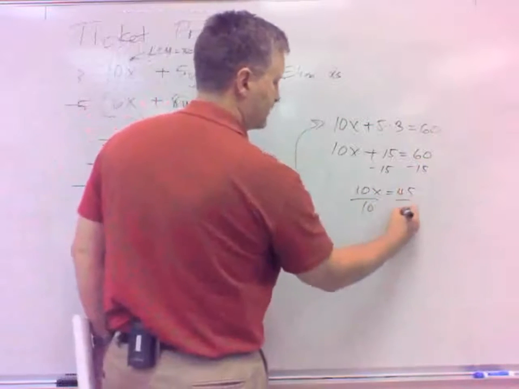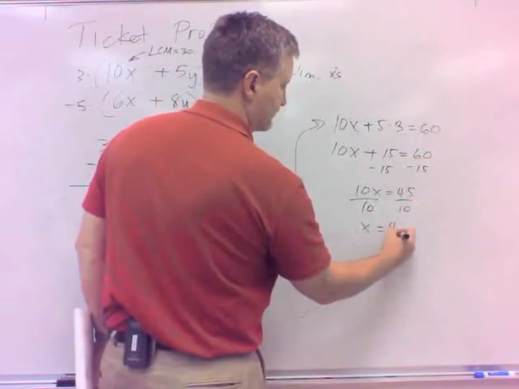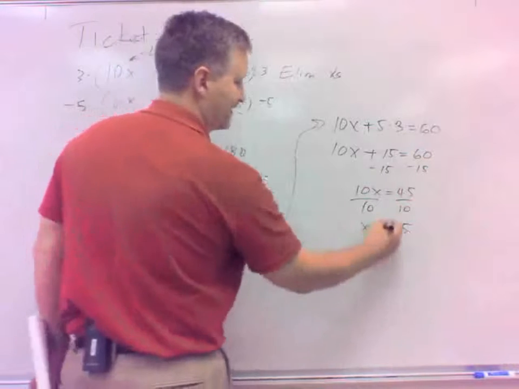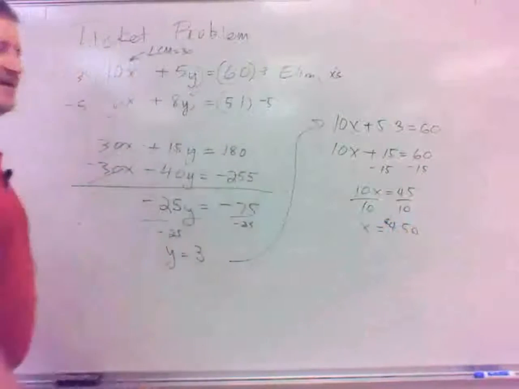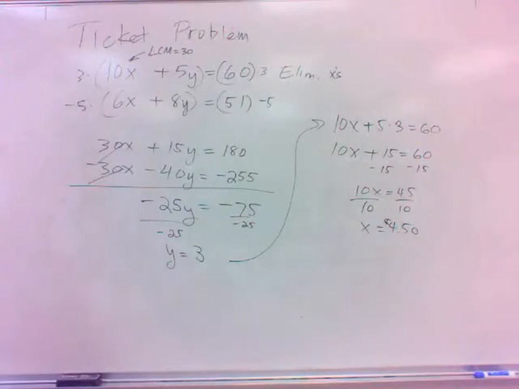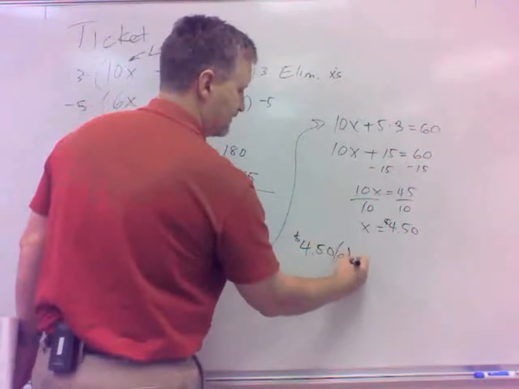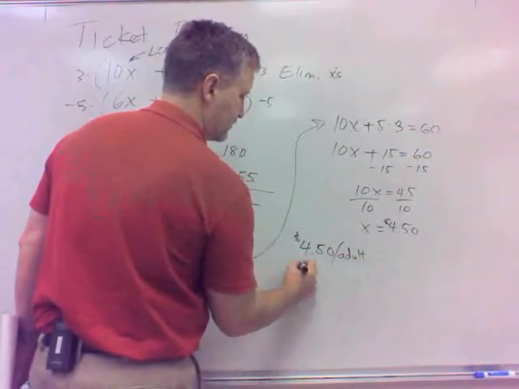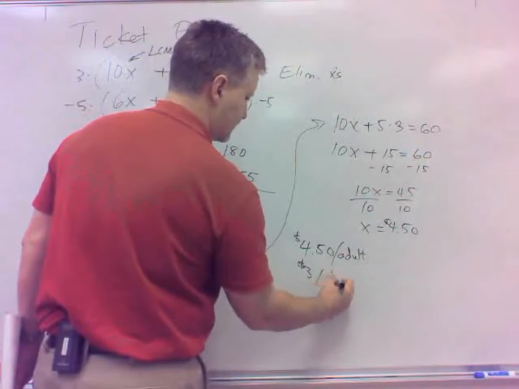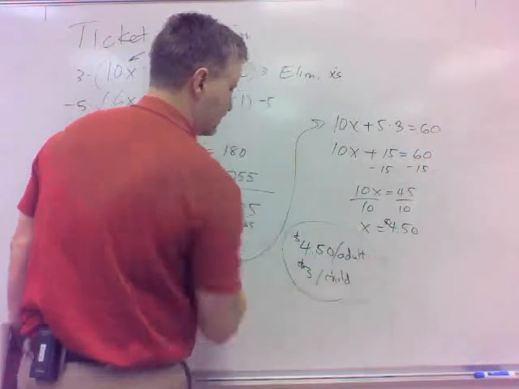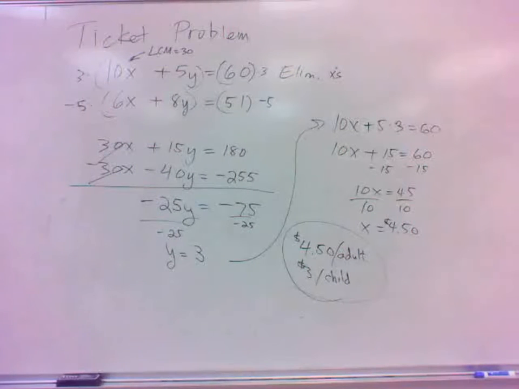Divide by 10. X is 4.5, yeah, $4.50. Remember the x was the adult ticket price, so $4.50 per adult, $3 per child. Much faster doing it that way than trying to guess at it.